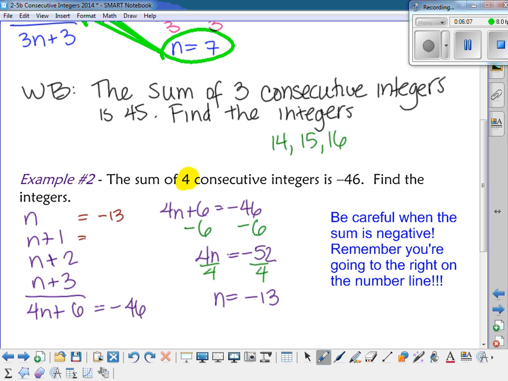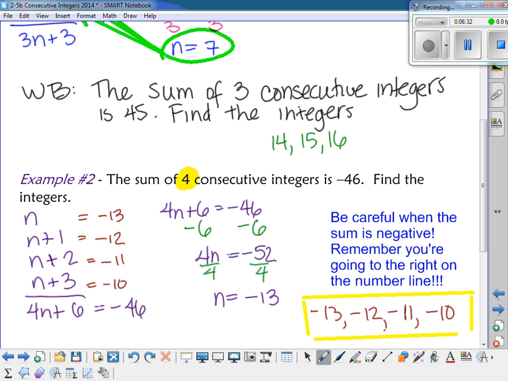If I take negative 13 plus 1, it's negative 12. Okay, negative 13 plus 2 is negative 11. And negative 13 plus 3 would be negative 10. So in this case, it's negative 13, negative 12, negative 11, negative 10. So again, be careful when it's negative. You're going to be tempted to keep counting up, but when it's negative, it's like you're counting down, right? Even though really they are increasing in value. Okay, any questions on that one?